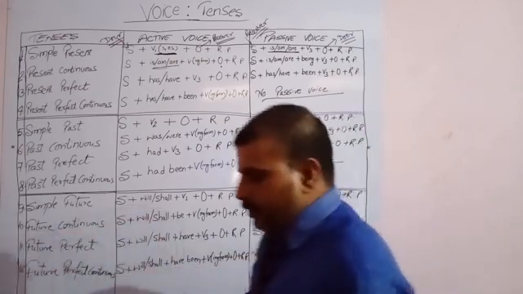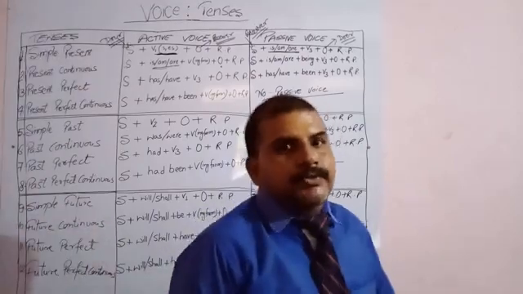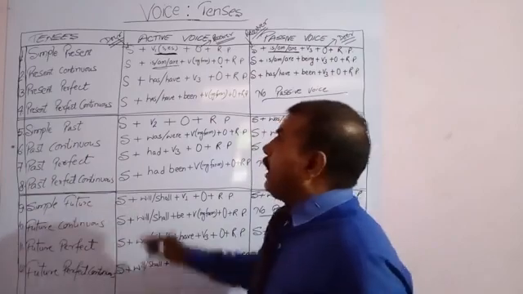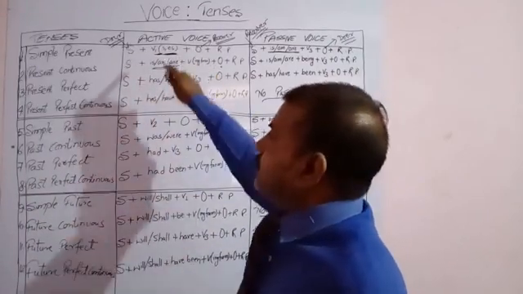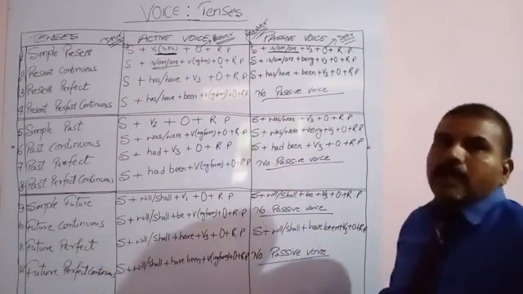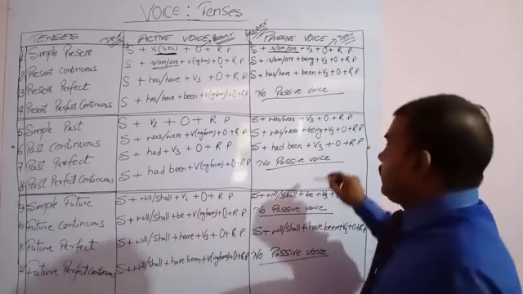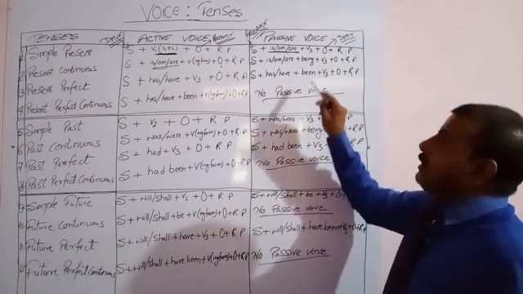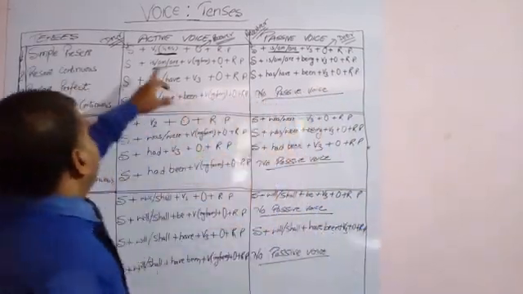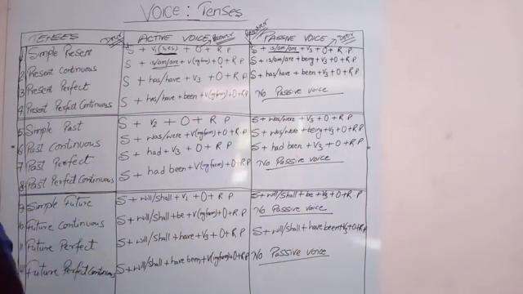In my earlier video, I taught you active voice and passive voice. In active voice I mentioned 12 tenses, and in active voice you can see the structure for all 12 tenses. But in passive voice there are only 8 tenses, so in the structure for passive voice you can see only 8 tenses: 3 from present case, 3 from past case and 2 from future case.